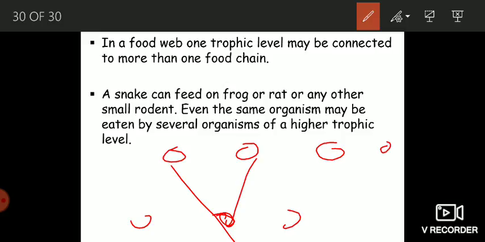And food webs are actually a more realistic way of explaining the energy flow and matter flow in ecosystems. And this is all about the concept of food webs.